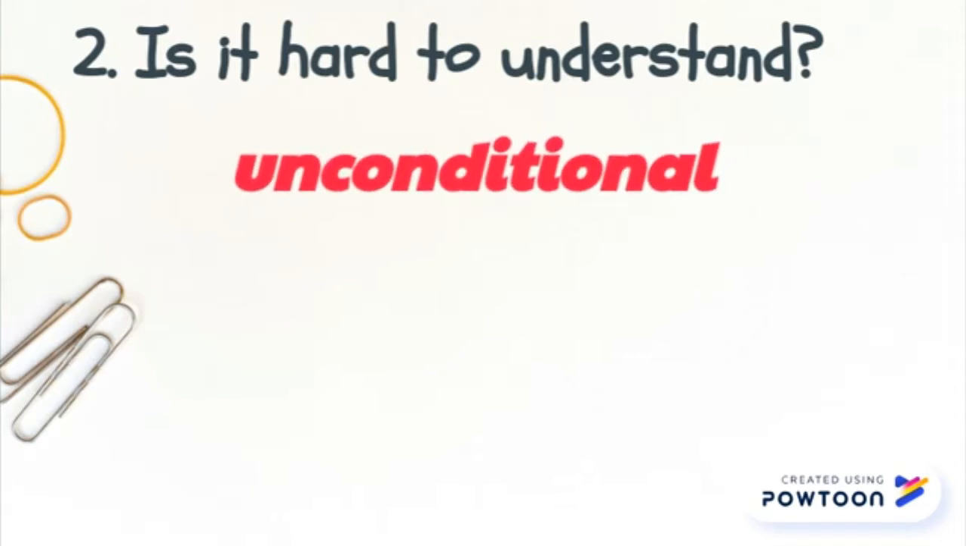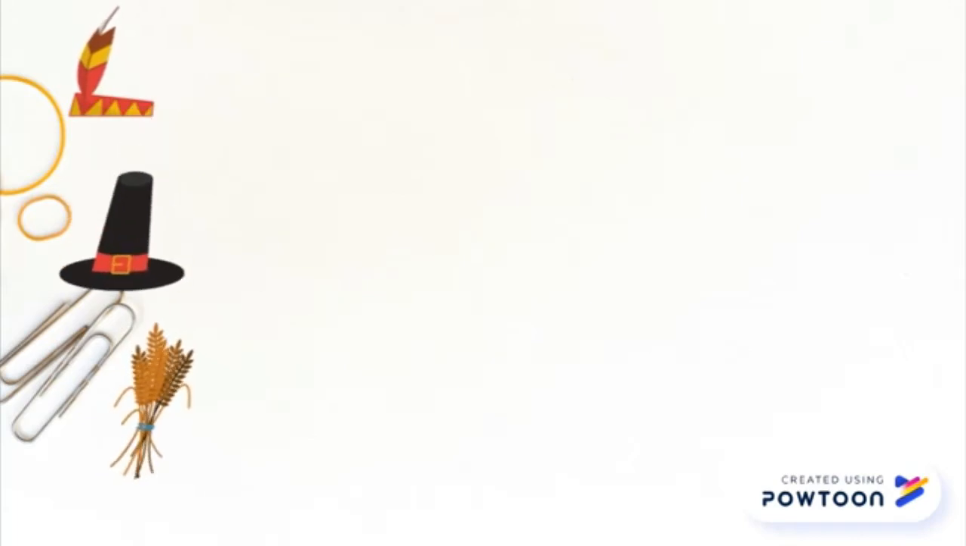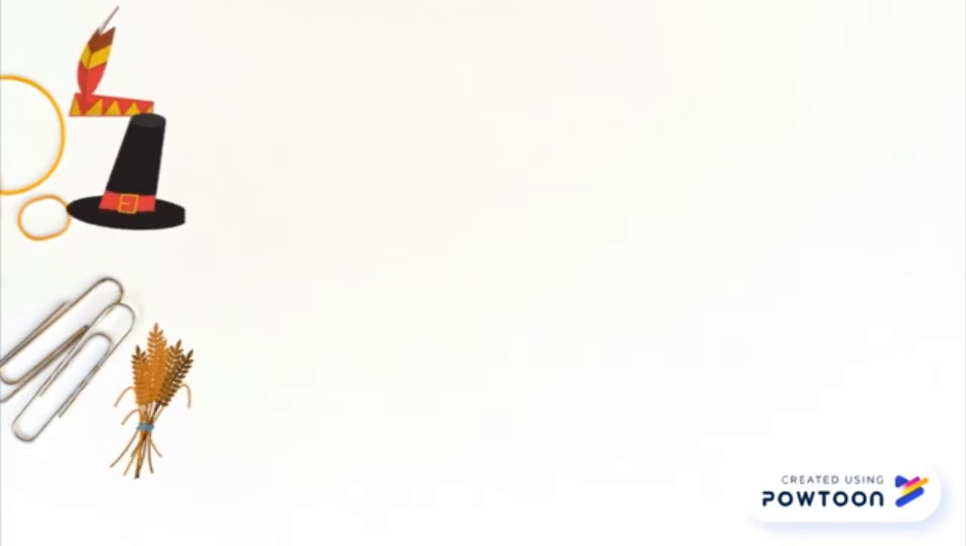The first, unconditional, means that no conditions are allowed. The second, in writing, includes both handwriting and printing. The third, addressed by one person, refers to the drawer, i.e. the originator of the draft. The relationship of the drawer to the draft is not always the same.